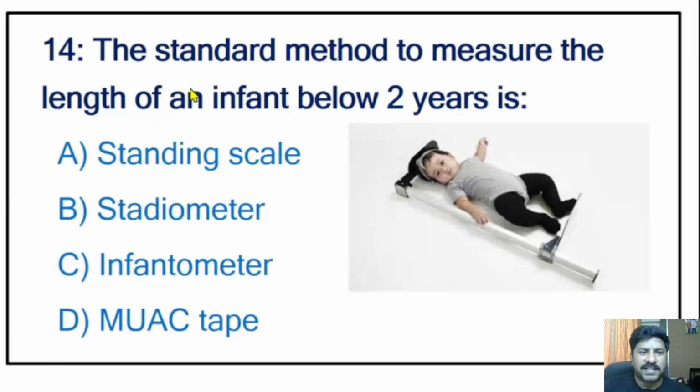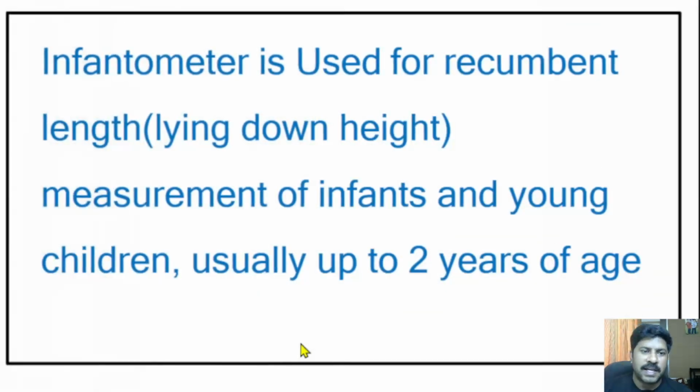Next question. The standard method to measure the length of an infant below 2 years is: standing scale, stadiometer, infantometer, MUAC, tape. Correct answer is infantometer, which is used to measure the length of the infant below 2 years. Infantometer is used for recumbent length, that is lying down height, measurement of infants and young children usually up to 2 years of age.